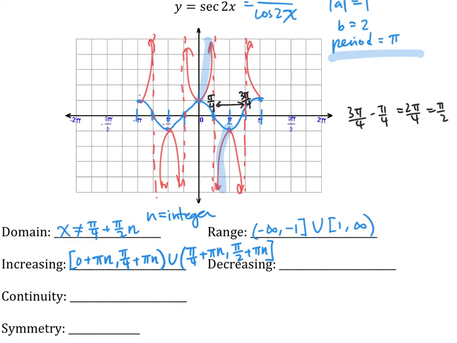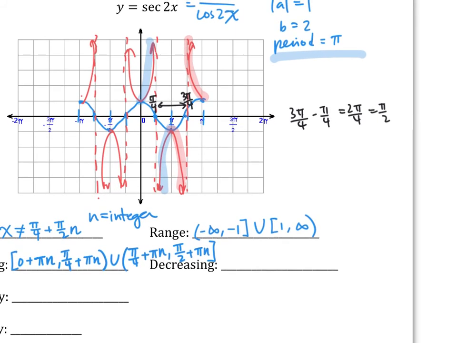Okay, let's look at decreasing. This part's decreasing, this part's decreasing, this part's decreasing, this part's decreasing. Again, there's a lot of repeating shape, so what I'm going to do is just take any two shapes that don't repeat and then write that. Okay, I can see that it started decreasing at this point to this point. So this is starting at pi over 2, stops at 3 pi over 4.